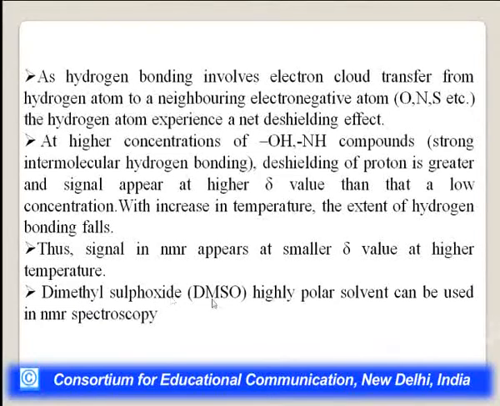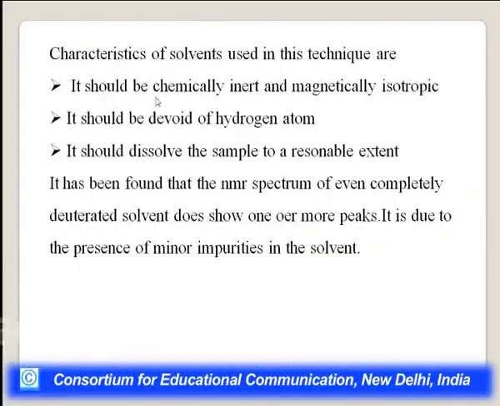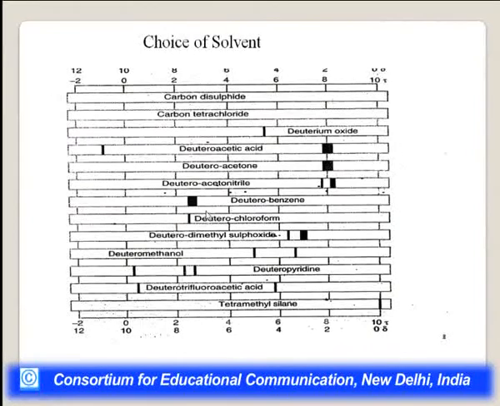Dimethyl sulfoxide, that is DMSO solvent, is a highly polar solvent and can be used in NMR spectroscopy. What kind of characteristics should a solvent have? It should be chemically inert, magnetically isotropic, devoid of hydrogen atoms, and should dissolve the sample to a reasonable extent. It has been found that the NMR spectrum of even a completely deteriorated solvent does show one or more peaks. It is due to the presence of minor impurities in the solvent.